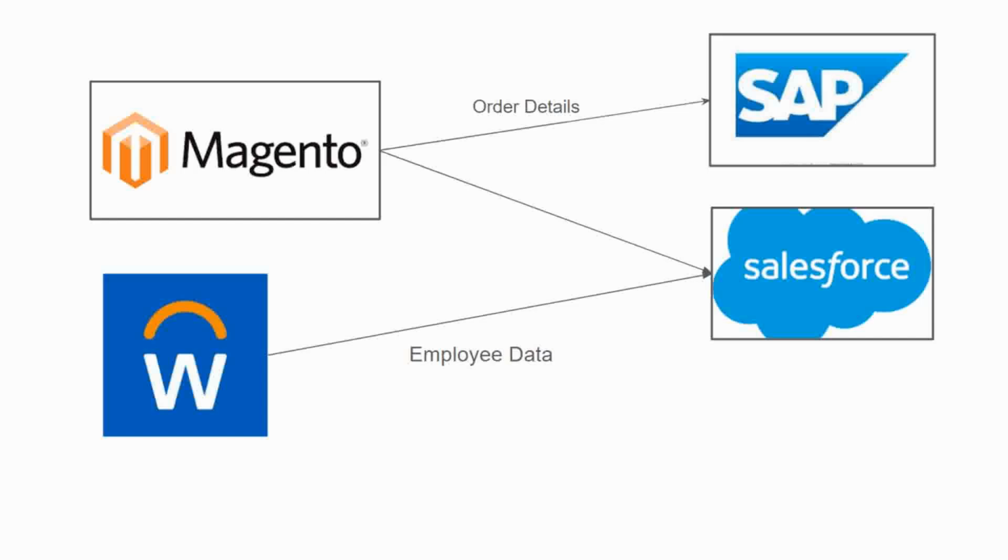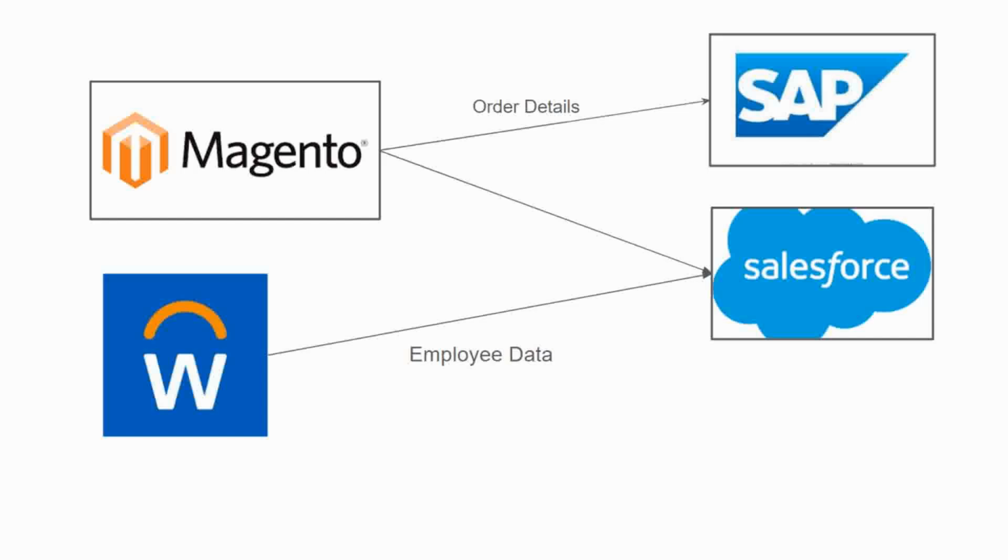Now, in this case, if I go with point-to-point integrations, it creates 4 connections. Along with that, you will be getting recipes: one from Magento to SAP, then Magento to Salesforce, right? And then again you have to go for Workday to Salesforce. So in total, 3 recipes you have to create, right?